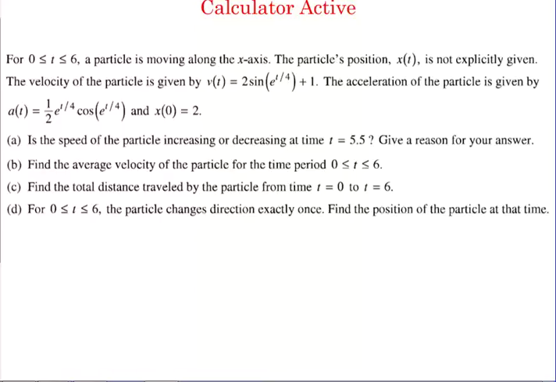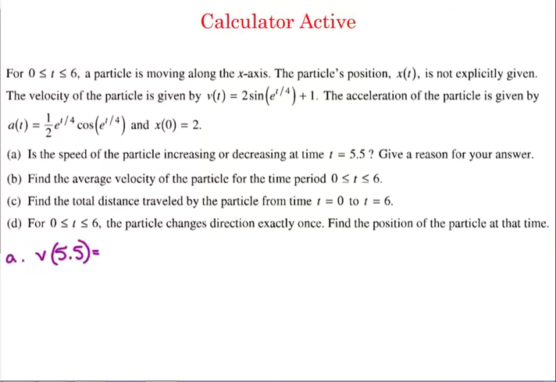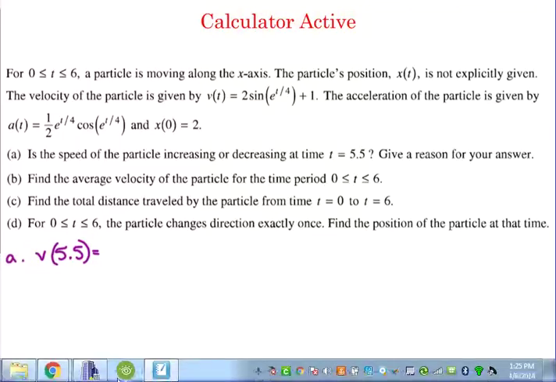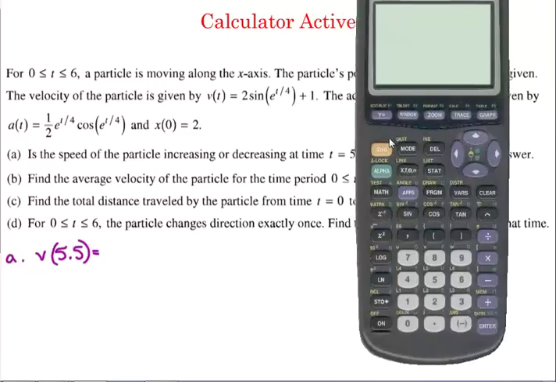So right out of the gate, they ask us a question: is the speed of the particle increasing or decreasing at time t equals 5.5? So remember, we just talked about this. Speed increasing or decreasing, we're comparing the sign of velocity and acceleration, which, I mean, is really easy right here because it's calculator active. So it's just a matter of being able to plug it into your calculator correctly. So let's do that really quickly.